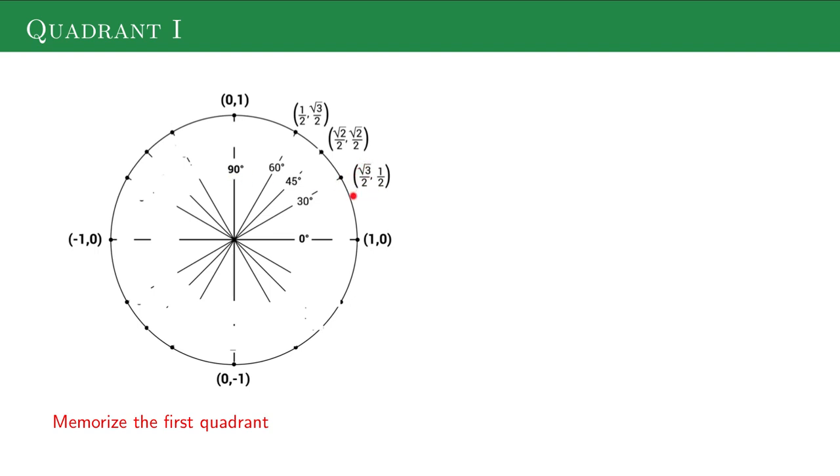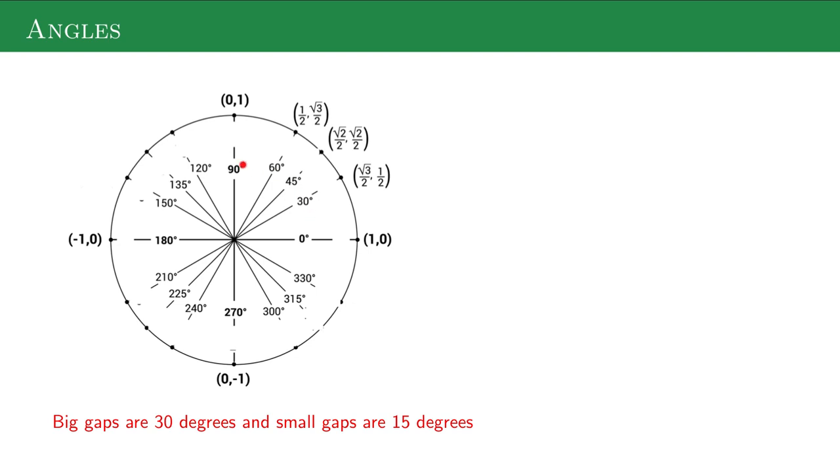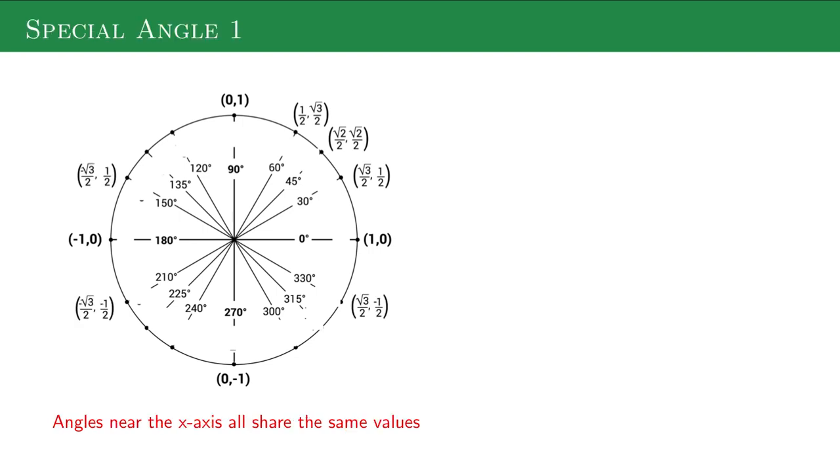Also, just knowing the square root of 3/2 is bigger, so here the X value should be bigger than the Y value because it's farther to the right. You put the bigger one first. But once you have that, get the rest of the angles by just remembering the big gaps are 30, the small gaps are 15, so you're just adding as you go around.